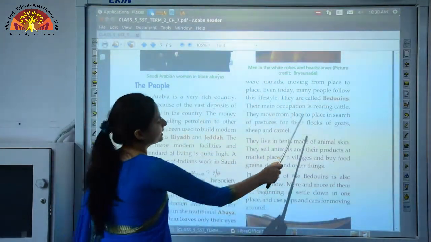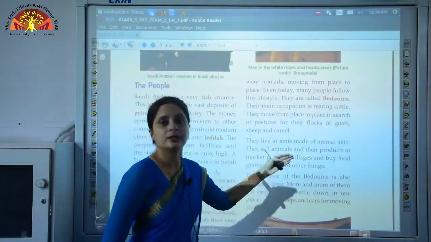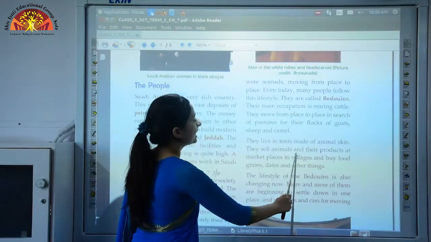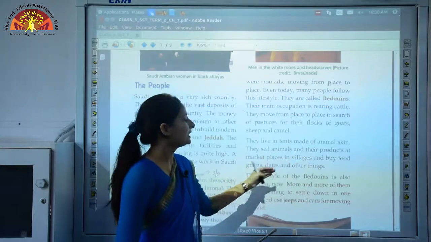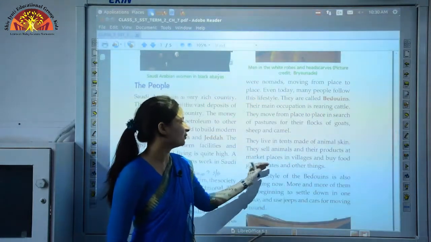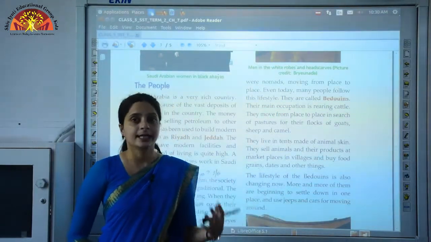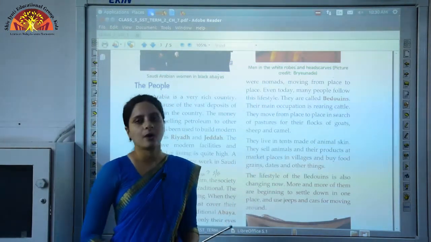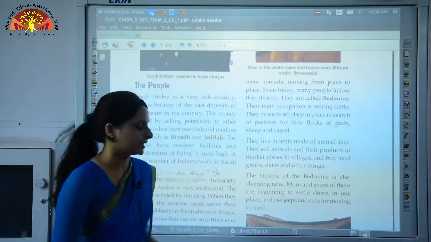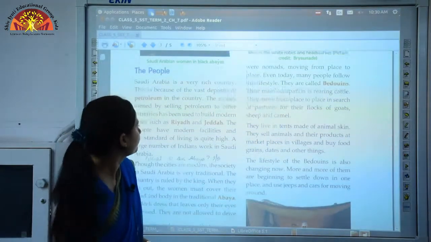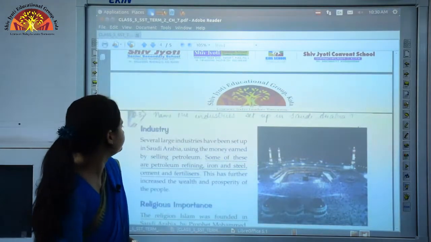Now these Bedouins live in tents made of animal skins, and how do they earn their living? By selling the animal products at marketplaces in the villages, and then they buy for themselves food, grains, dates and other things. And the lifestyle of Bedouins is changing now. More and more of them have now settled down in proper places, and they use jeeps and cars for moving around.